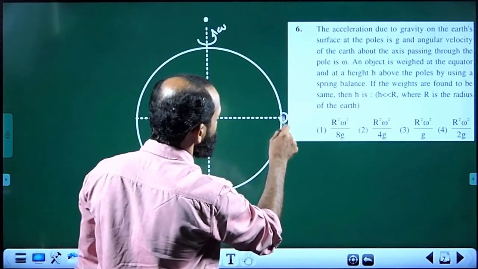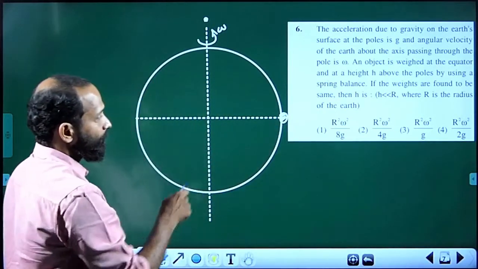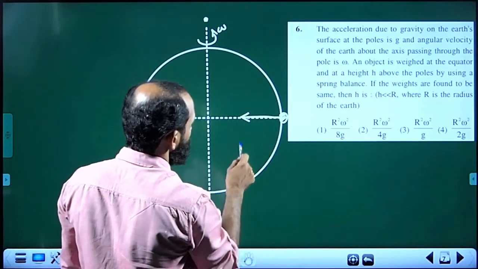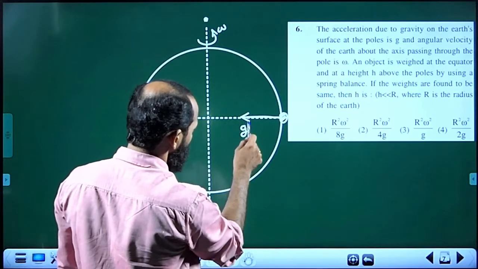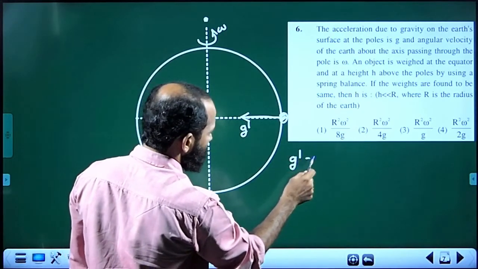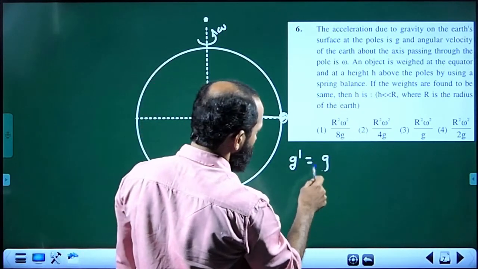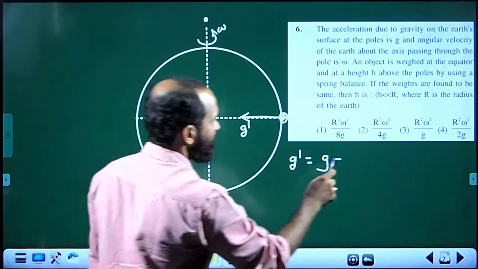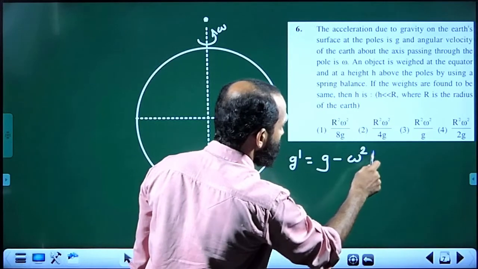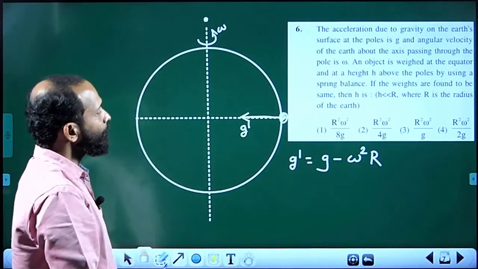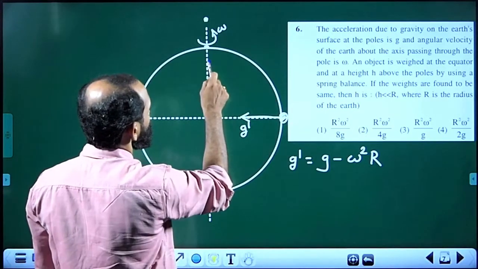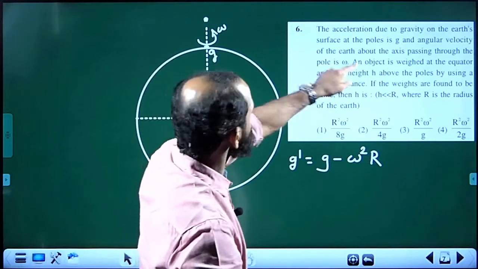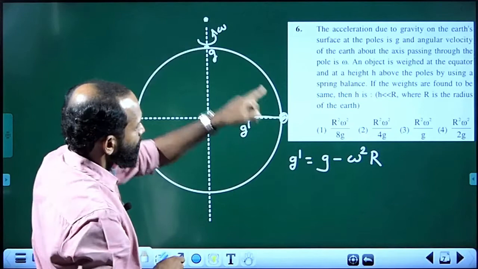When an object is weighed at the equator, we know the apparent acceleration would be g dash, where g dash is equal to g minus omega square r. The value of g at the poles is g, it is given.